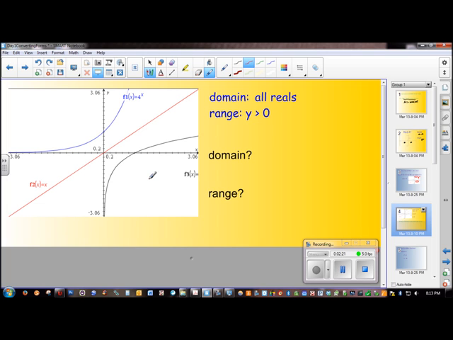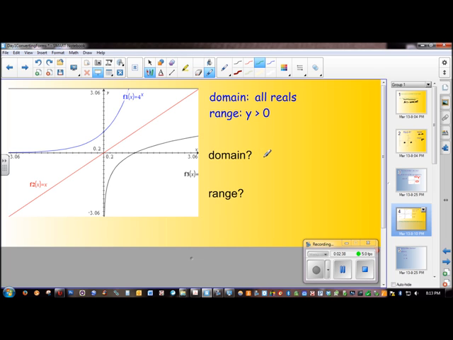The domain, if we look at this black function, well, we know that when we take inverse functions, the domain and the range switch around. Whereas before we had the domain for the blue function all reals and the range y is greater than 0, take a look at what happened to your new black logarithmic function.